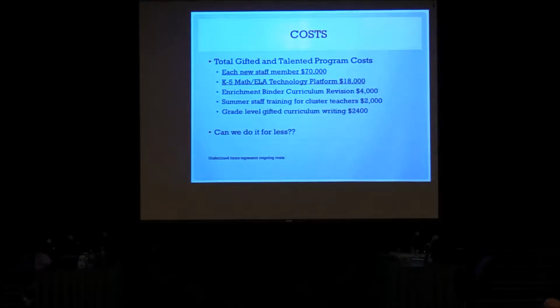Enrichment binder revision was already budgeted for and in progress. Summer staff training for cluster grouping teachers would be about $2,000. The trained teachers would be the cluster teachers for the upcoming year. Grade level gifted curriculum writing around $2,400 to do the curriculum writing for the telescope curriculum. And I put the last question up there is, can we do it for less?